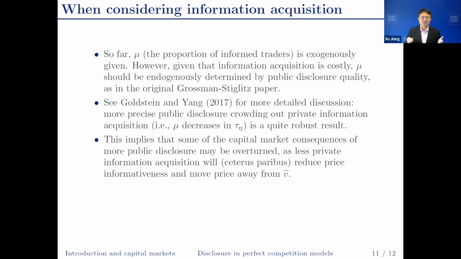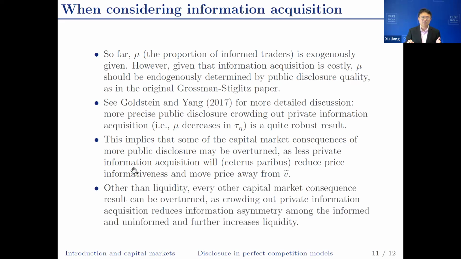Well, this implies that some of the capital market consequences of more public disclosure may be different if we endogenize mu. For example, price informativeness could go down if there is less private information acquisition, because while price reflects more precise public information, it reflects less precise private information. And price could be moving away from V because of less private information.